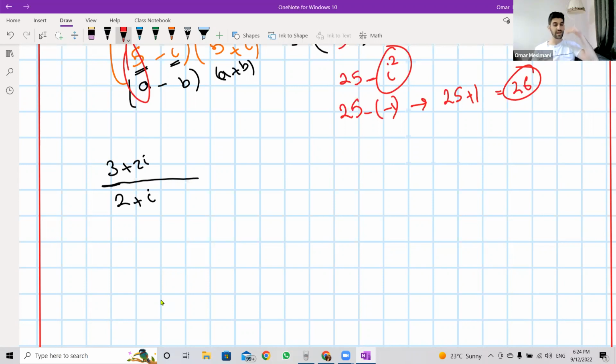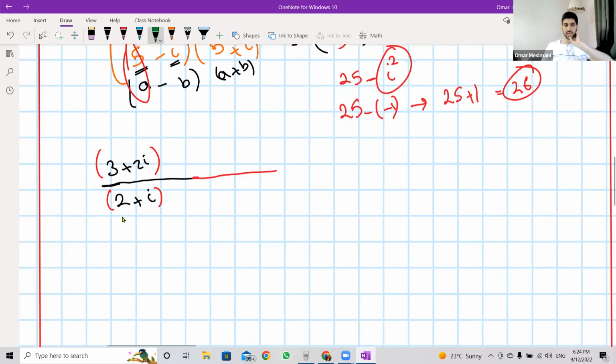If you don't have a calculator, which is mostly what's going to happen, what should I do right now? I'm going to do this. First of all, I'm looking at the denominator, and I'm going to multiply by something called the conjugate of the denominator. In Arabic, the conjugate is المرافق.